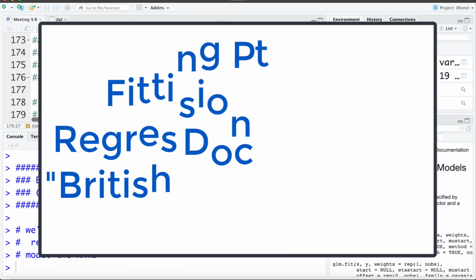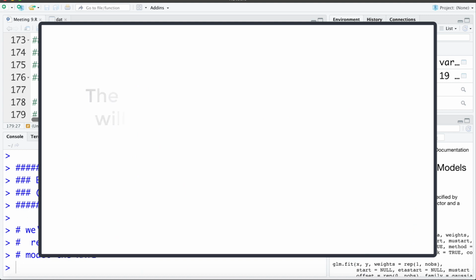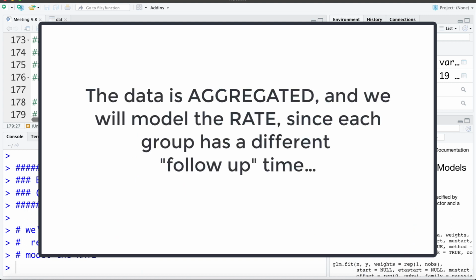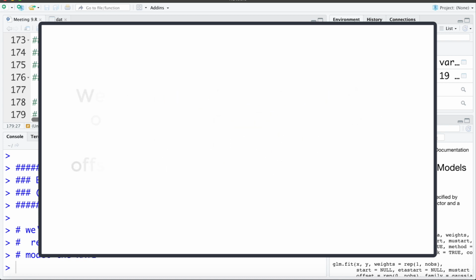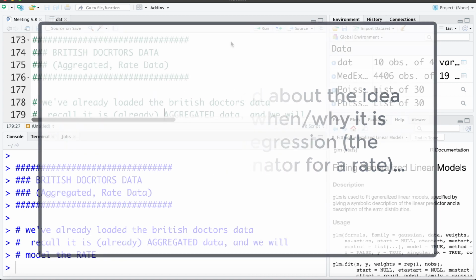In this video, we're going to look at fitting a Poisson regression model to the British doctors' data. You might recall that this data is aggregated and that we're going to be modeling the rate at which events occur, as each group has a different amount of person years exposure. In a separate video, when introducing the idea of Poisson regression for rates, we talked about what an offset is and how and why an offset is used in Poisson regression when working with rate data.